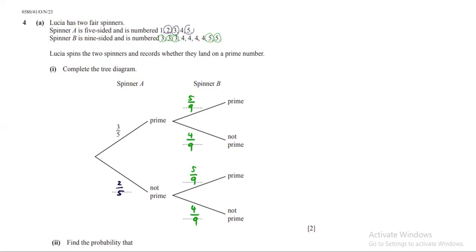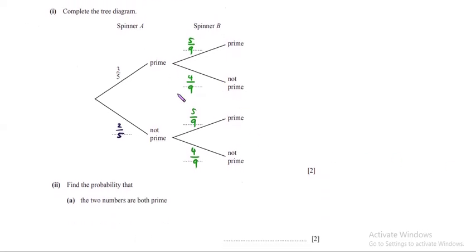Then the next part of the question after completing the tree diagram is to find the probability that the 2 numbers are both prime. Both the numbers are prime, which means the first one is prime and the second spinner also gives us a prime number. So simply, the 2 probabilities on those 2 branches have to be multiplied together, because this is the only way you can get prime and prime. So you need to multiply these 2 probabilities together.